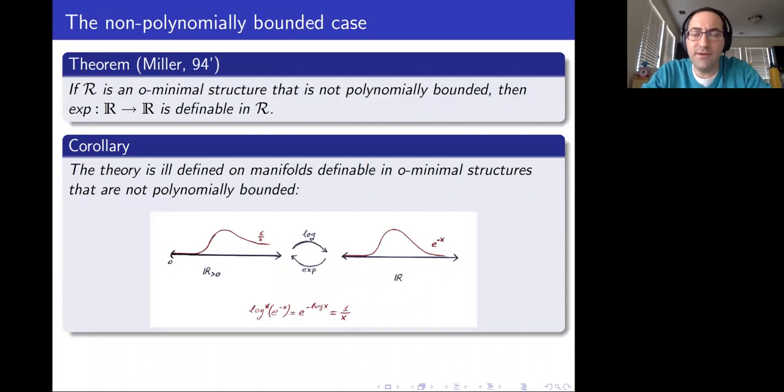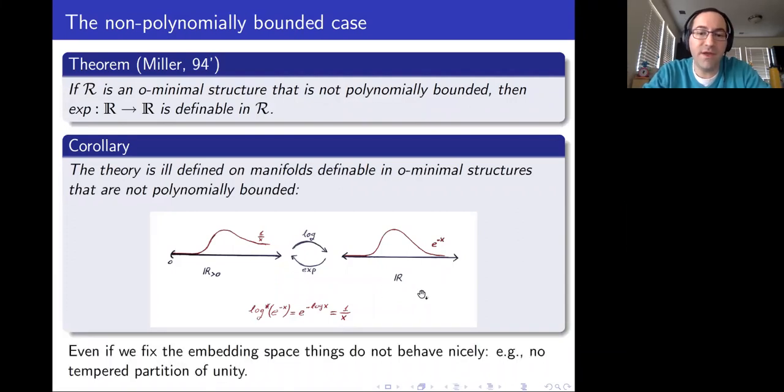I just want to add as a remark that even if we fix the embedding space, since here we have two realizations of the real line so the embedding space is not fixed, we can still construct bad things. For instance, there is no partition of unity. I think this is all I wanted to say for the first part of the talk.